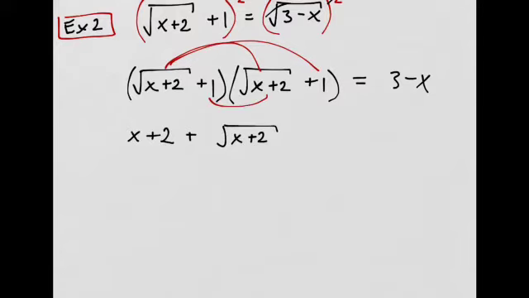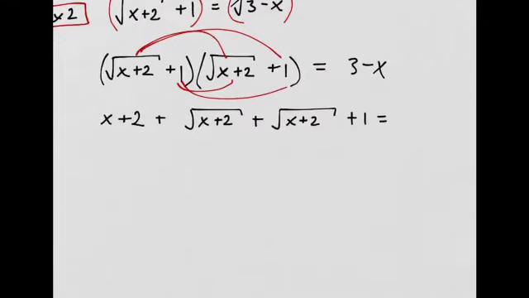And now I'll do the same thing over there. So it's still just plus the square root of x plus 2. And then 1 times 1, that's 1, of course, plus 1. And then I have 3 minus x. And you're thinking, oh no, I'm going to cry. And then I'd say, stop crying. It's fine. We can still deal with this.